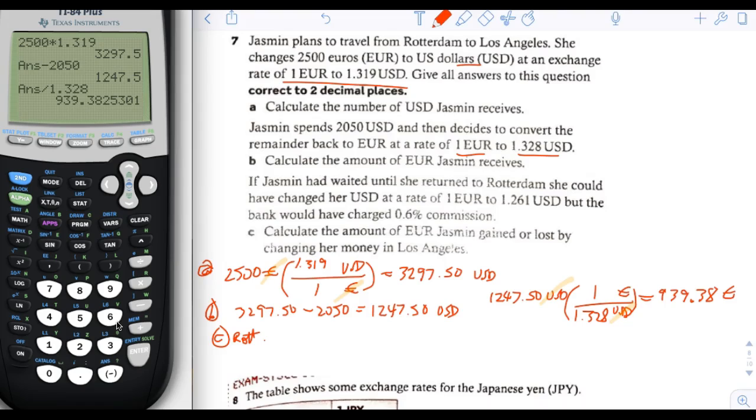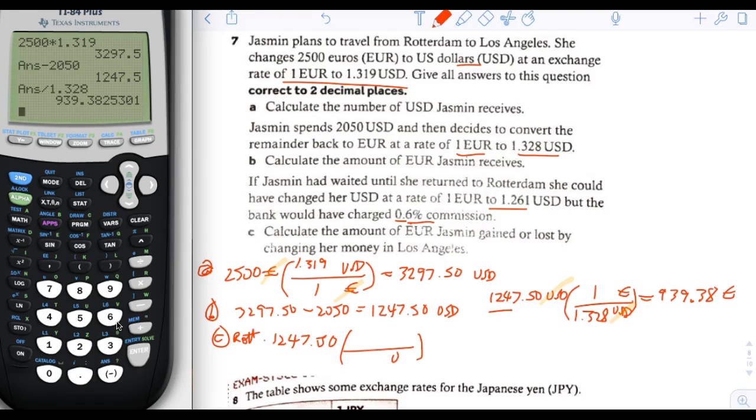Then we're going to look at C. C says that instead of changing the money she could have waited till she got back to Rotterdam, and then she could have gotten a better rate, but she would have also had to pay a 0.6% commission. Okay, so since this commission is in percent, you could do it before or after. Let's do it after, just because I think it's a little bit easier. So let's take the remaining amount, which is 1247.5, pretend that she changed it in Rotterdam instead, and then we'll say that that is with the new domino.